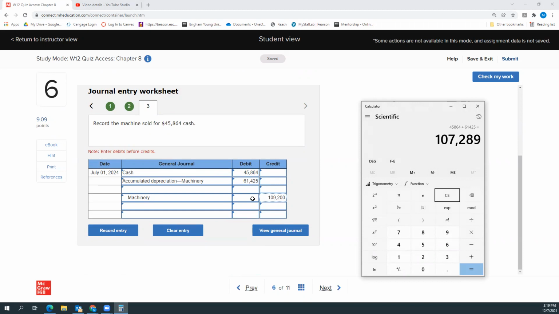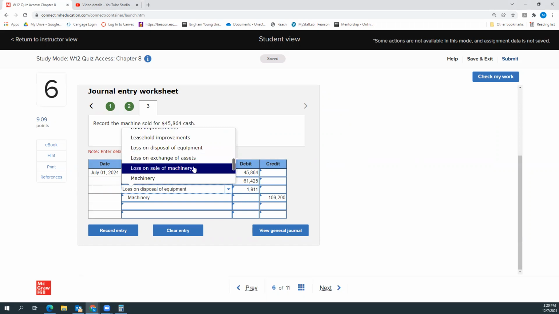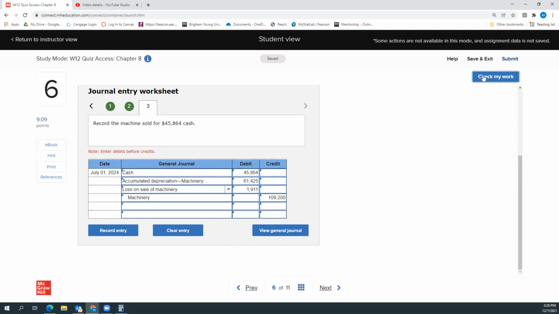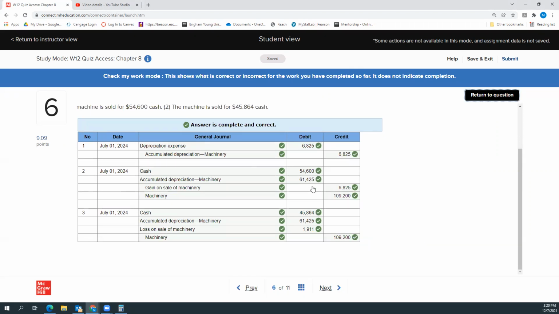So in order to make it balance, I'll have to debit this account $1,911. I'll check my work. Oh, so I know if it's on the debit side, that's going to be a loss. Loss on sale of machinery. There we go. So we can check our work. And it looks like we got it all right. So I hope that was helpful to you, and good luck on the rest of the problem.